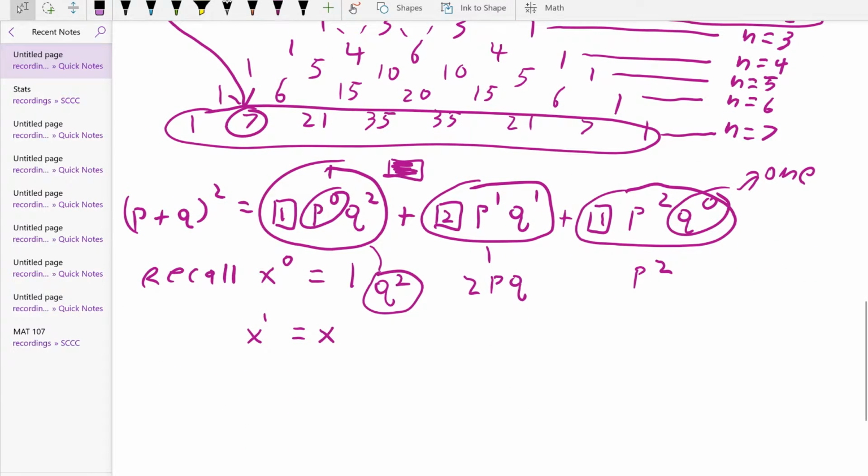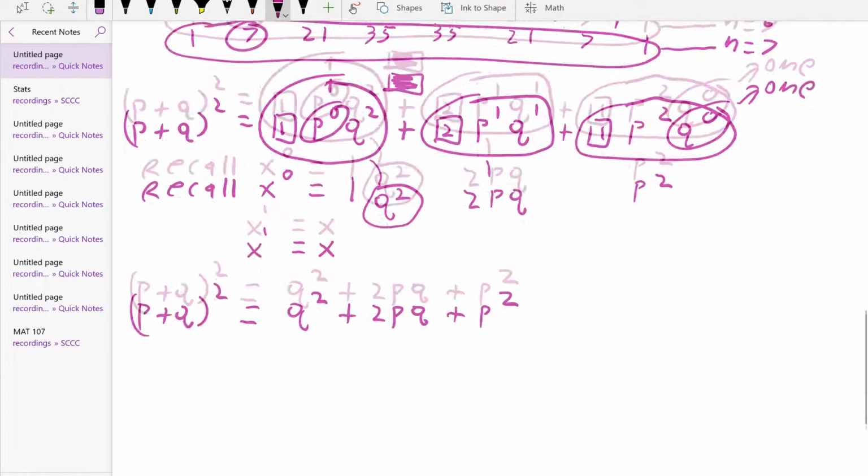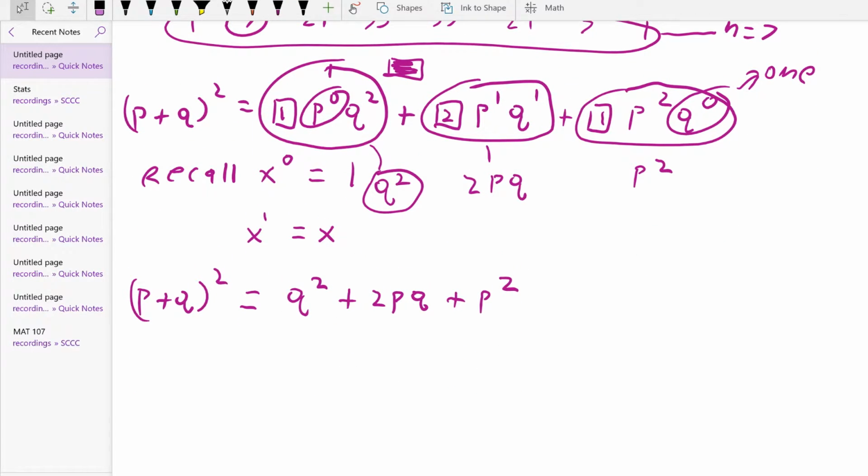So what we have here is we have just shown using this method that p plus q squared is equal to q squared plus 2pq plus p squared. And this should look very familiar to you, because hopefully if you're watching this video, you have already squared a binomial. But let's do a really quick multiplication.